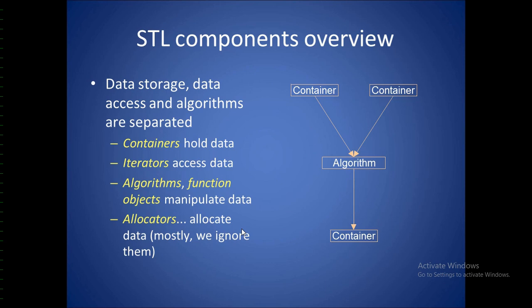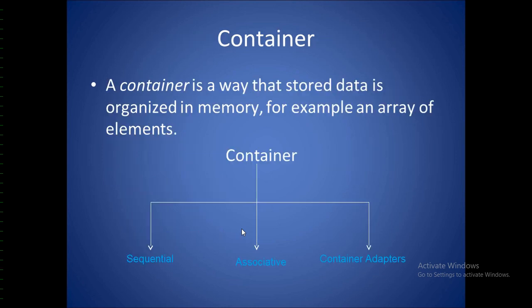STL components overview. STL has three main components: containers, iterators, and algorithms. Next are function objects, which algorithms use for the manipulation of data. Containers hold data, iterators are the pointers accessing the data, and algorithms are used for data manipulation with the help of function objects. Container. A container is a way that stored data is organized in memory, for example, an array of elements. Containers are divided into three types: sequential containers, associative containers, and derived containers.